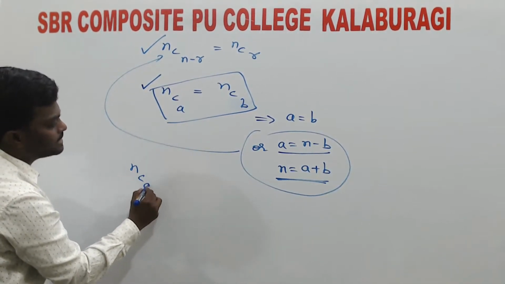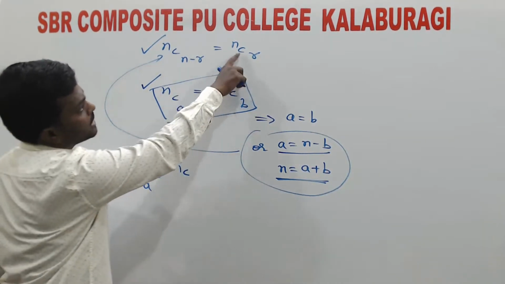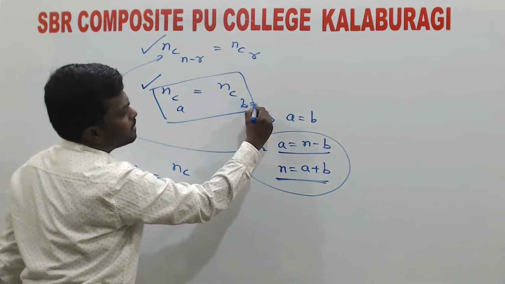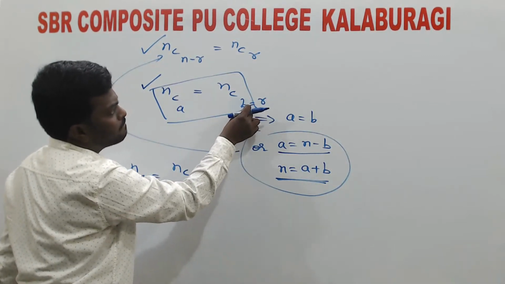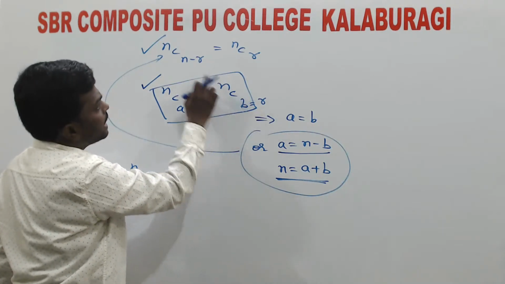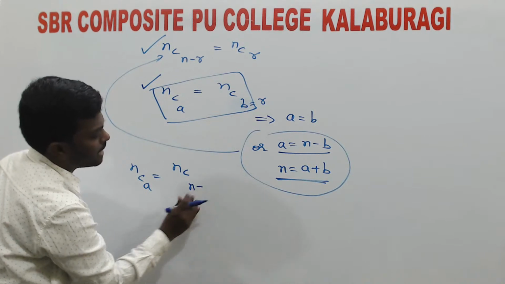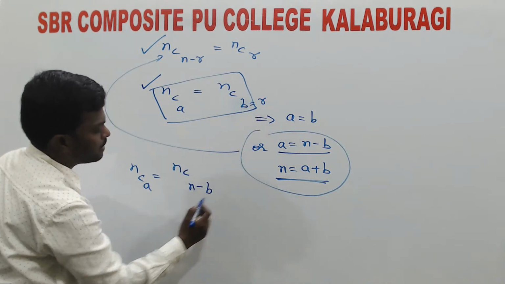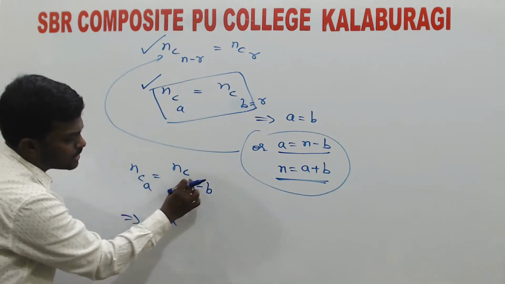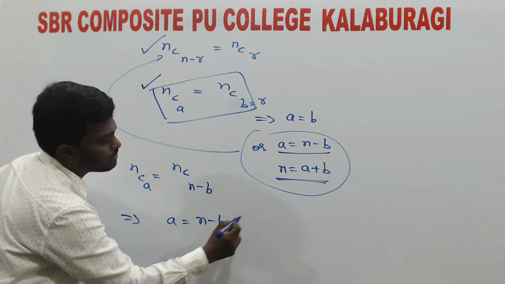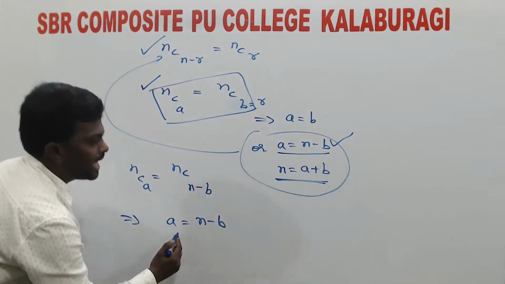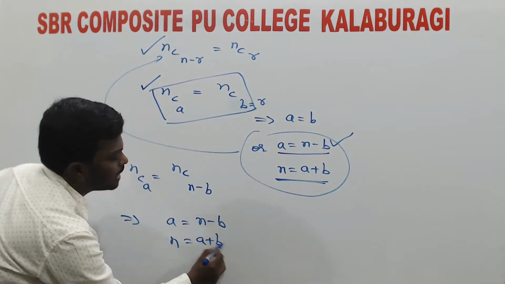Now look here. Can I write nCa is equal to nCb using this formula? In place of r we have b, right? So now nCr, can I write it as nC(n-r)? What is r here? b, right? So when can they be equal, students? Just now we have seen, when this part is equal to this part, a equal to n minus b. That's why I have written two conditions: either a equal to b or a equal to n minus b. So n is equal to a plus b.